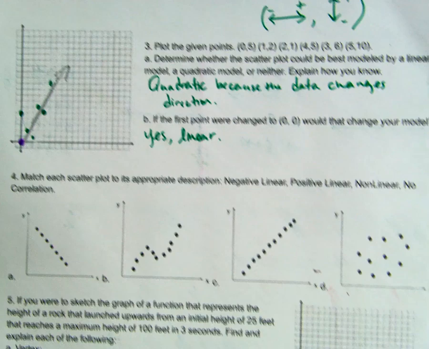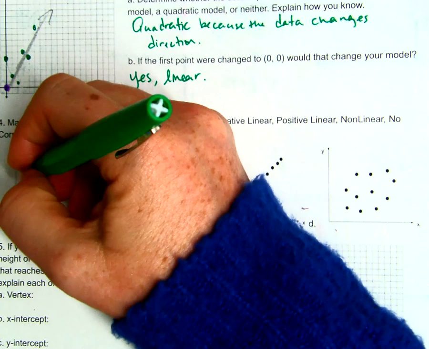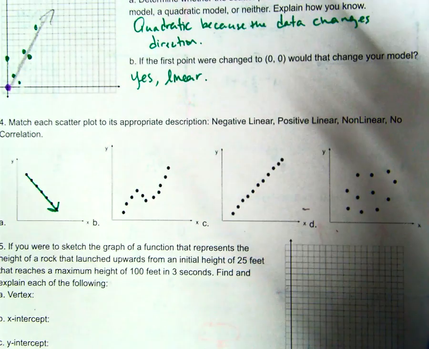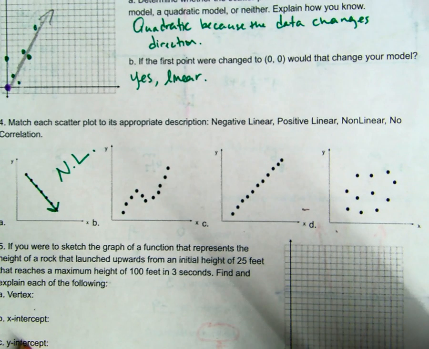So number 4, you're matching your scatter plots to negative linear, positive linear, nonlinear, no correlation. So first one you can see starts high, goes low. So that's definitely negative linear.